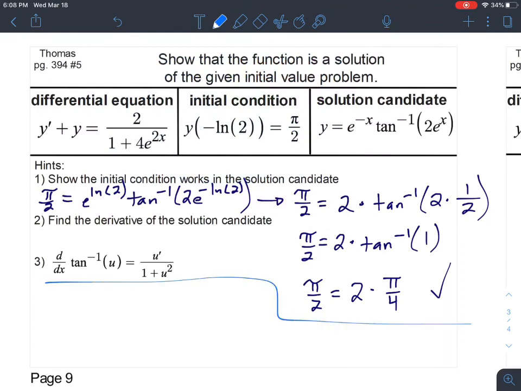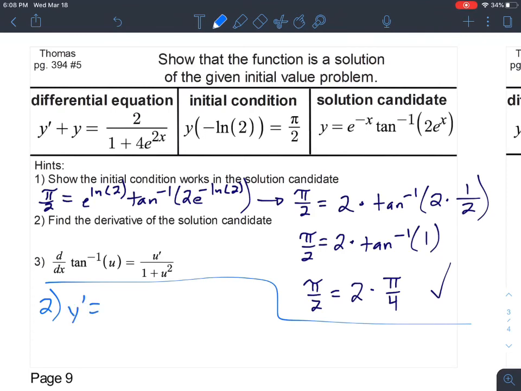So the second part, I'm going to separate that out here. The second part then is that we are supposed to find the derivative of the solution candidate. And as a hint, I have given you this right here. You are supposed to have that memorized, but just to help you out for right now, the derivative of arctangent, you do need to know that for our Chapter 7 exam.